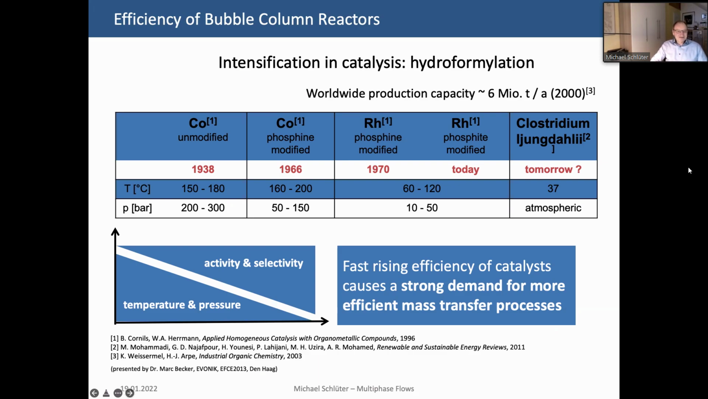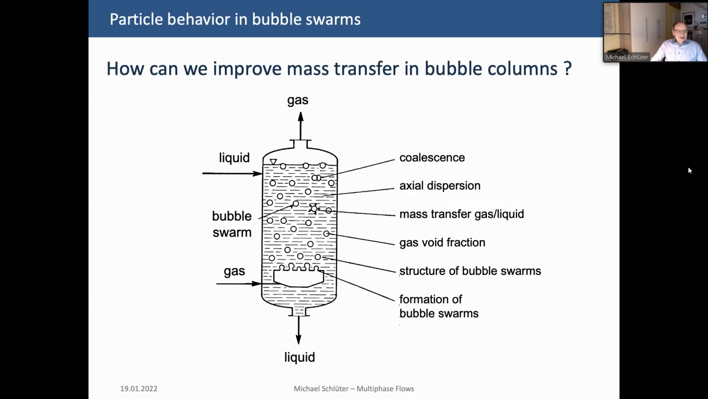And you see, this is the reason why I would like to discuss with you today about these bubble column reactors, and where the limits for mass transfer in bubble column reactors are, and what can be done to overcome these limits and to make mass transfer coefficients, the mass transfer performance of multiphase reactors, here as an example the bubble column reactor, much more efficient. This is our motivation for today. And the question is, how can we improve mass transfer in bubble columns?